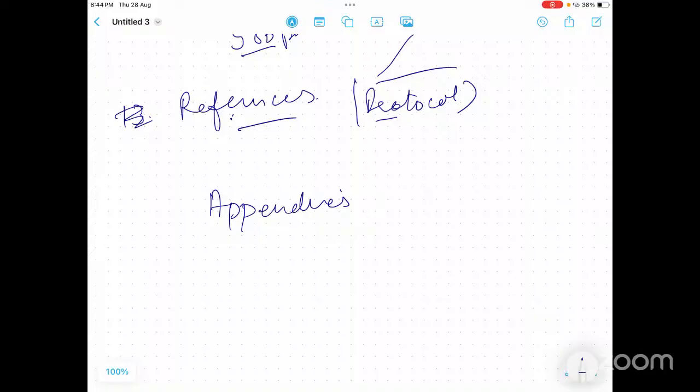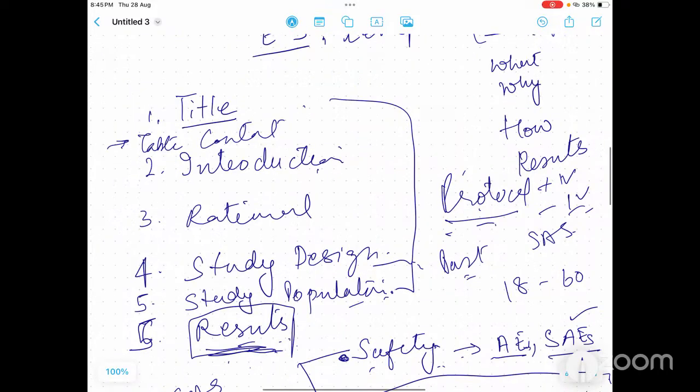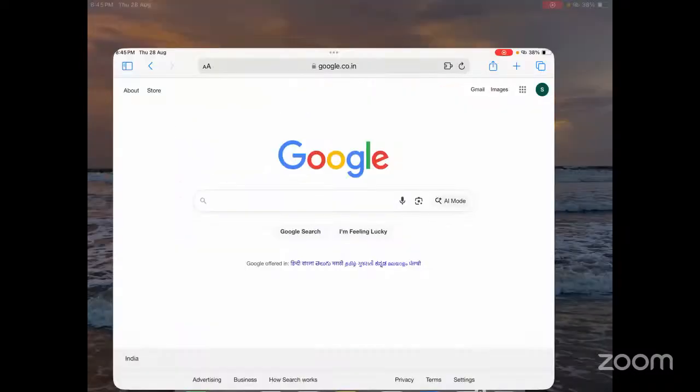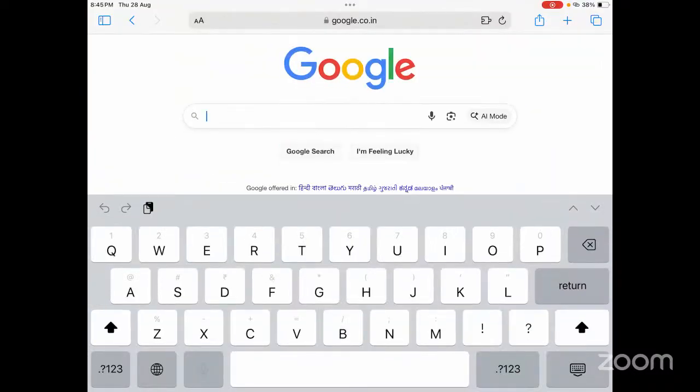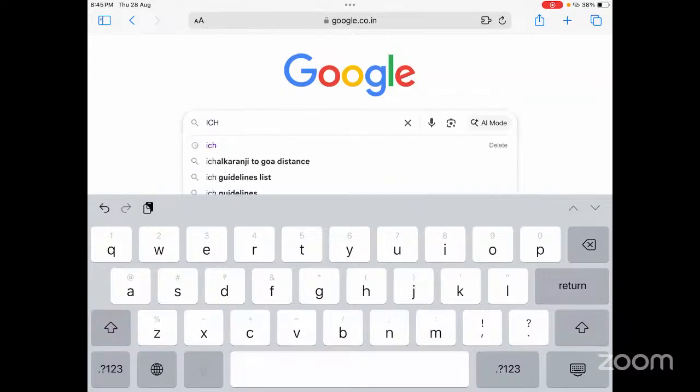Like your protocol, sample CRFs, investigator CVs, ethics committee approvals, audit reports, patient information sheets, names of investigators, sites, monitors, audit certificates, everything will come here, right? So that's about the clinical study report. It's an important document. I'm just trying to see if I can show you that you can also download the template and learn more. Idea is to learn more. So ICH, type here ICH, right?